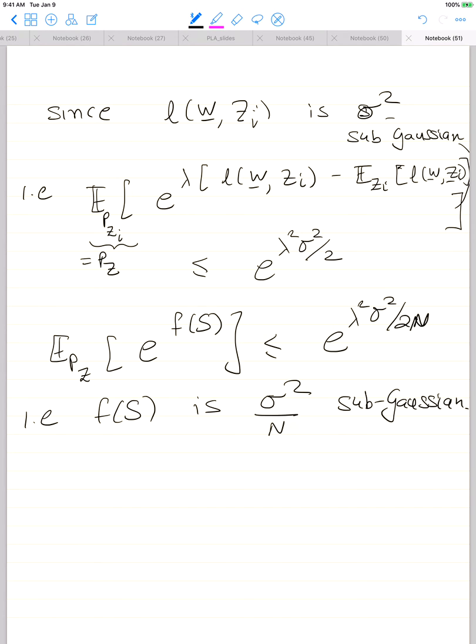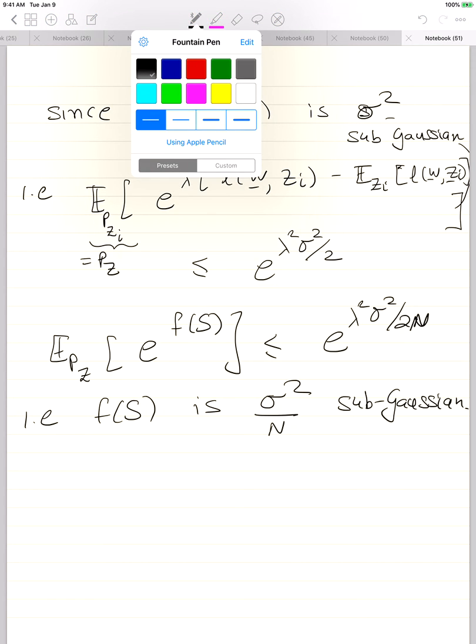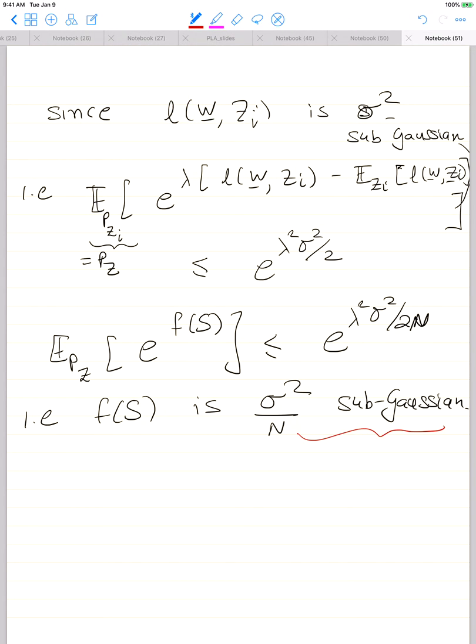You can either do it as an exercise or you can check any reference. This is a standard fact that if you're averaging n random variables, each sigma square sub-Gaussian, then they become sigma square by n sub-Gaussian.